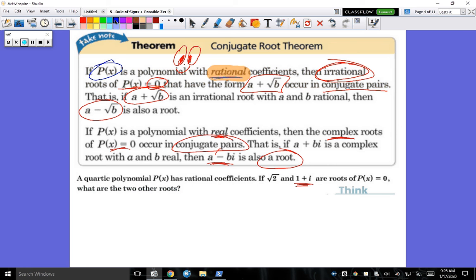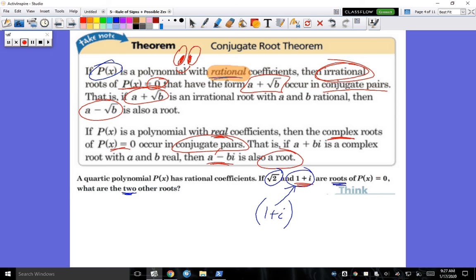So a quartic polynomial p of x has rational coefficients. If root 2 and 1 plus i are roots, what are the other two roots? Now let me show you real quick, because right now this 1 plus i throws people for a loop. They see this and they think that they were just given that as a factor. But they're not.